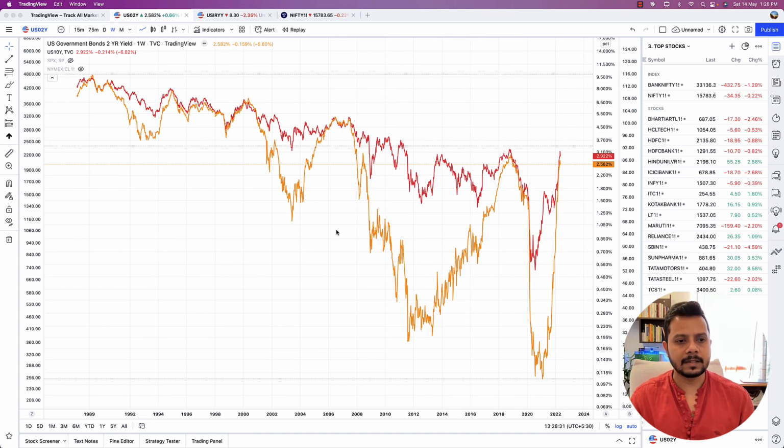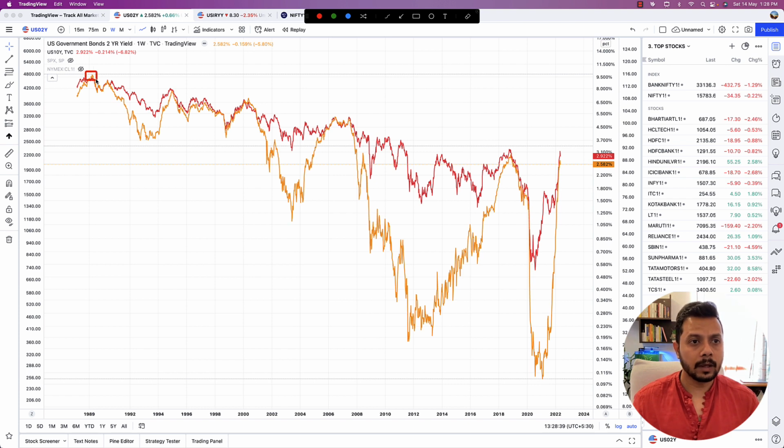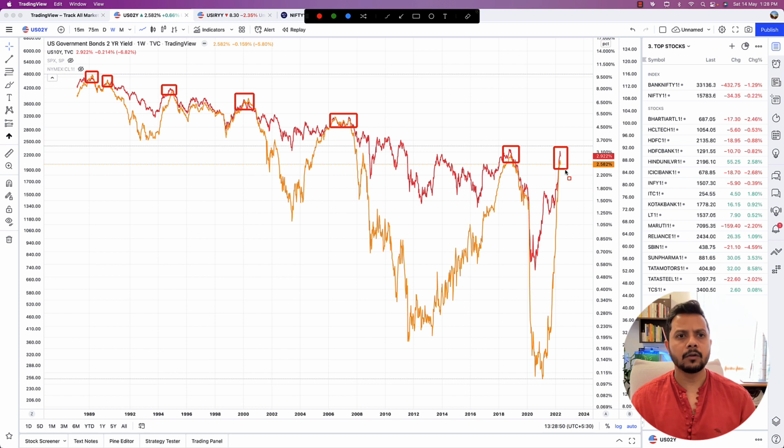So let's take a look at this data as much as TradingView is offering me. I've got some nice data from the mid-1980s to the current juncture. And I can mark for you over here a few areas where the two curves had come very close to each other. They may or may not have inverted, but they had come extremely close to each other. I can see right now around 6-7 instances.